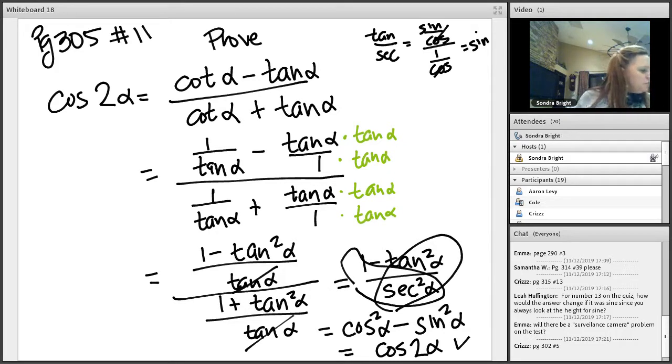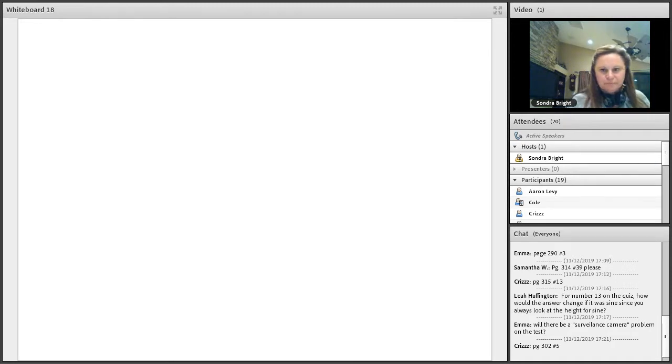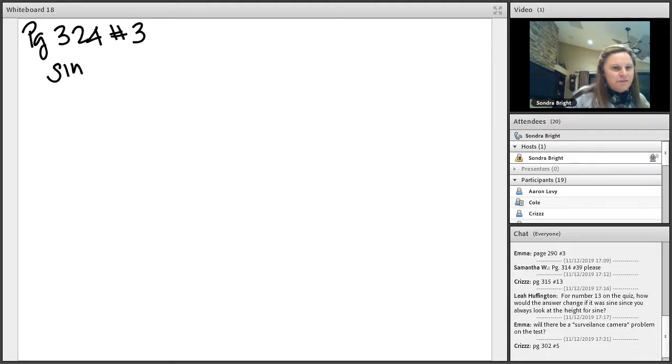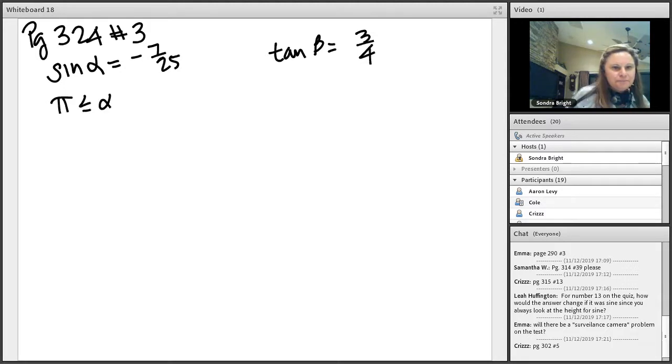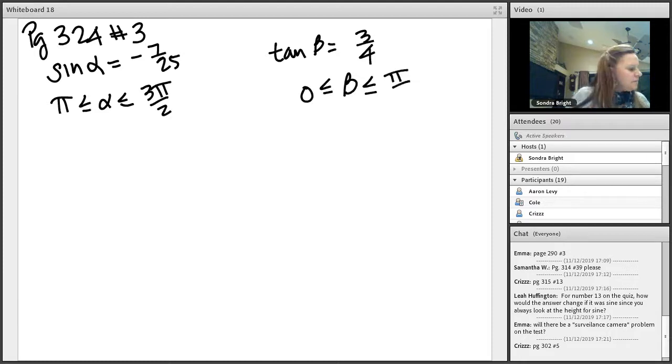324, number 3. Okay. They give you that sine of alpha is negative 7 over 25. They give you tangent of beta is positive 3 over 4. They tell you alpha is between pi and 3 pi over 2, and that beta is between 0 and pi over 2.